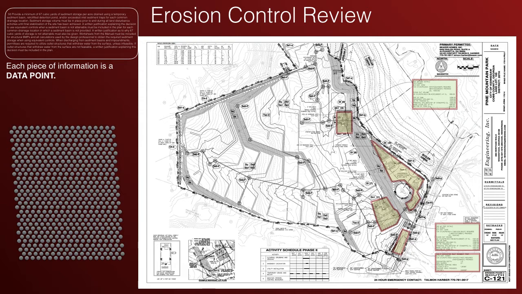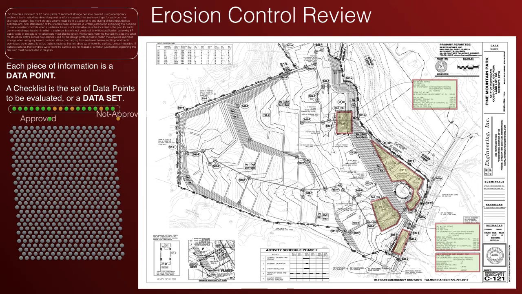Bring this down a level of abstraction and see everything on this page as just data points. The silt fence, the grades, every piece of information can just be seen as just a data point. So what the reviewer wants to look at is just a data set. He or she has a set of data that he's going to either say is approved or not approved, depending on his judgment of that piece of information.